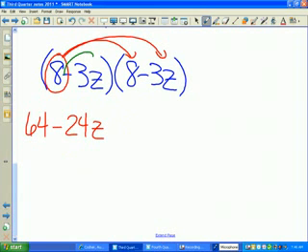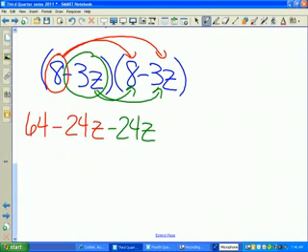So now I can go to this minus 3z, and I'm going to distribute that to everything inside the parenthesis. So negative 3z times 8 gives me a negative 24z. And a negative 3z times a negative 3z will give me a positive 9z squared. Remember, there's an exponent of 1 with those variables of z's. So when we're multiplying, we are adding the exponents. That's where that z squared came from.